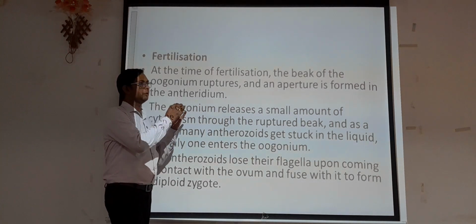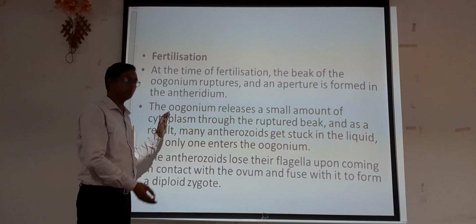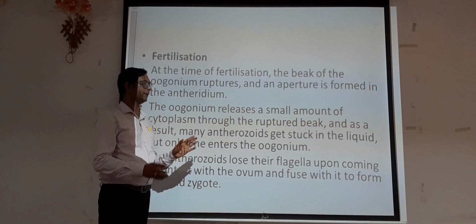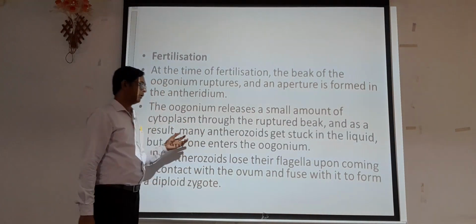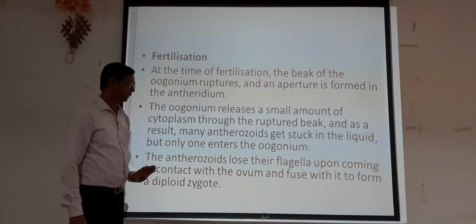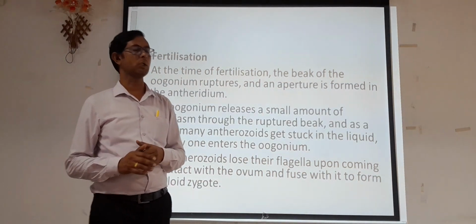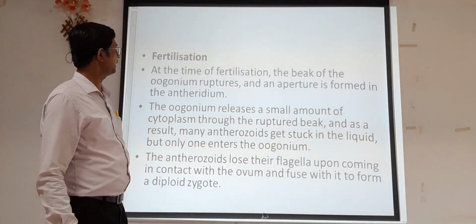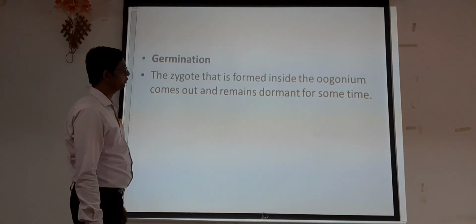What happens? The antherozoids get transferred to the oogonium. When it reaches the oogonium, it will lose its flagella, and the antherozoid gets fused with the oogonium, and fertilization takes place. That means the gametes of both the male and female sex organs have undergone fertilization and fusion. Now after fertilization, the oospores are produced.